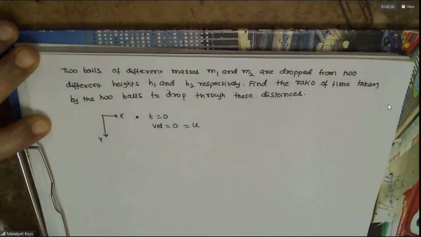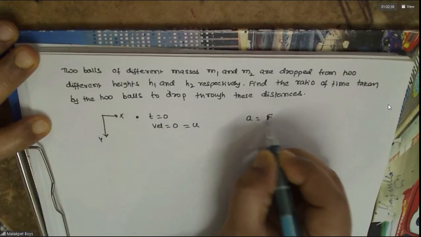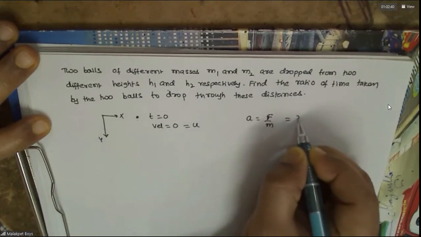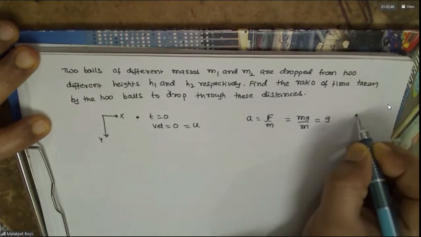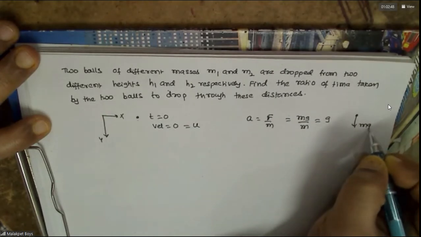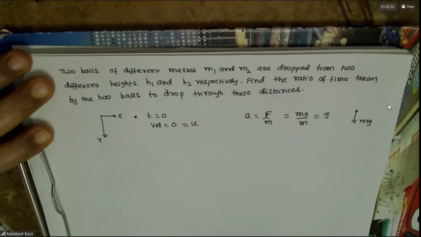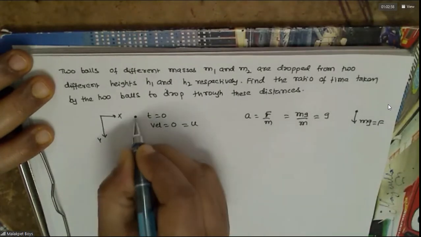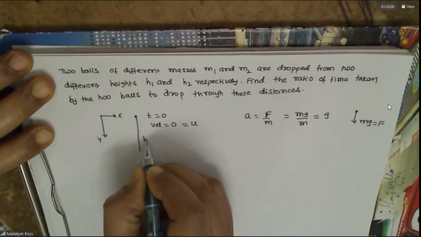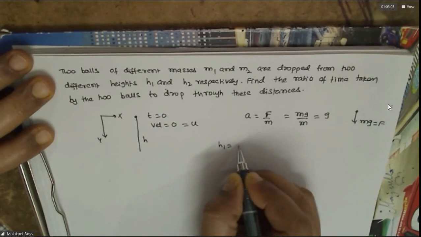The time taken by the balls to travel the same distance. What is the acceleration? Force by mass. What is the only force acting on it? mg. So suppose it travels a distance of h. What do you have? h1 is equal to ut plus half at square.